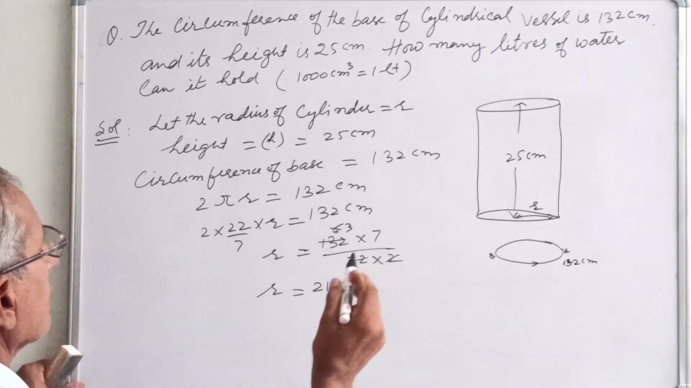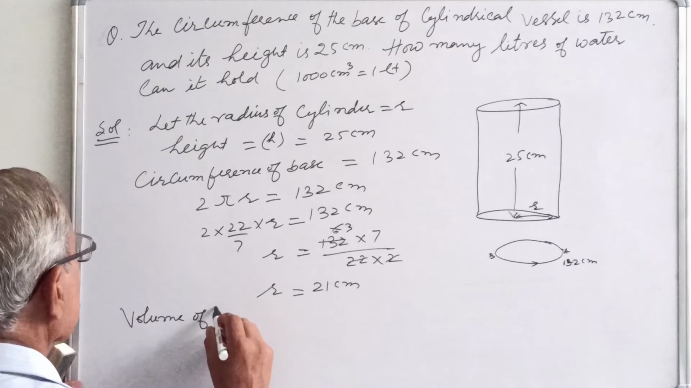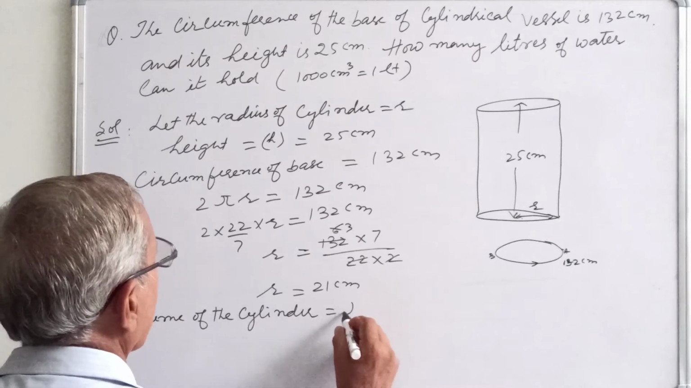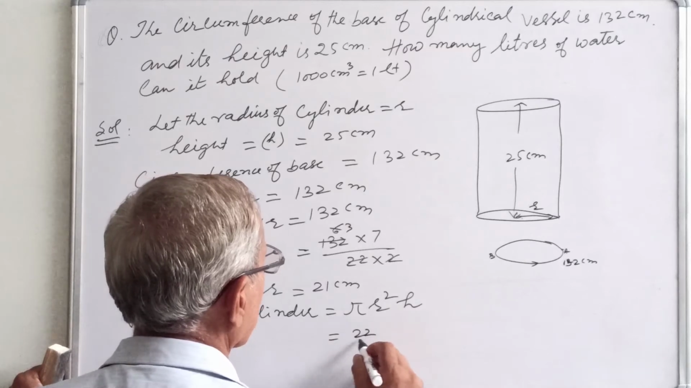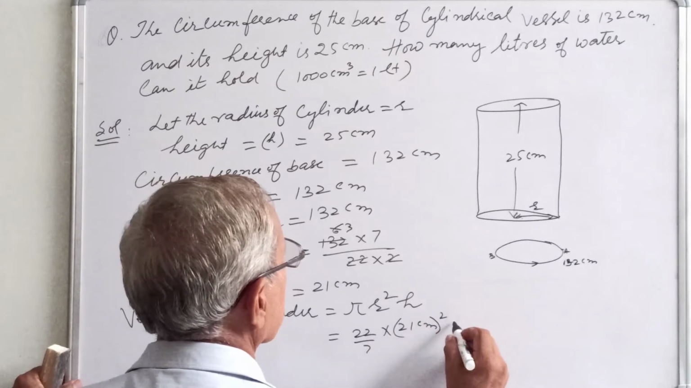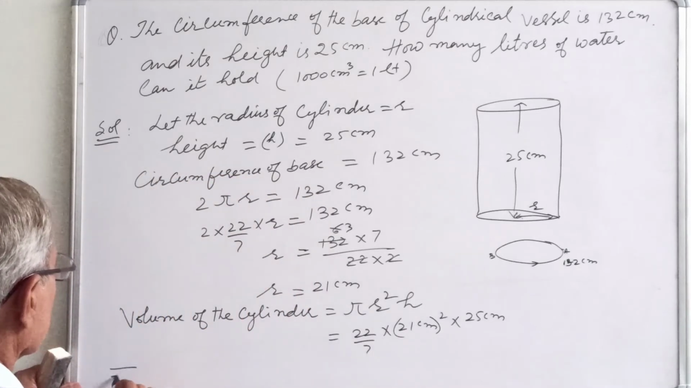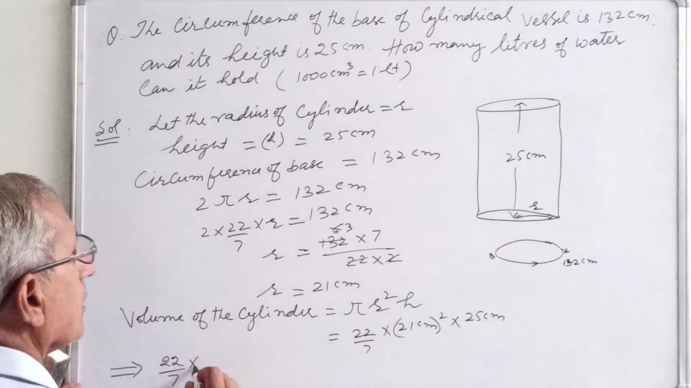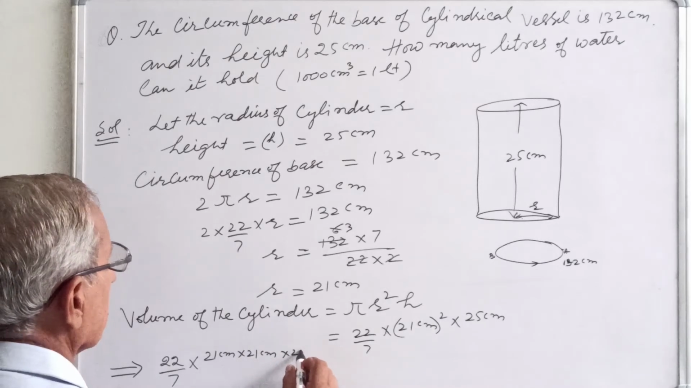Now we have to find the volume. Volume of the cylinder is pi r square h. 22 upon 7, r is 21 centimeter, h is 25 centimeter. 22 upon 7, 21 centimeter, 21 centimeter, 25 centimeter.